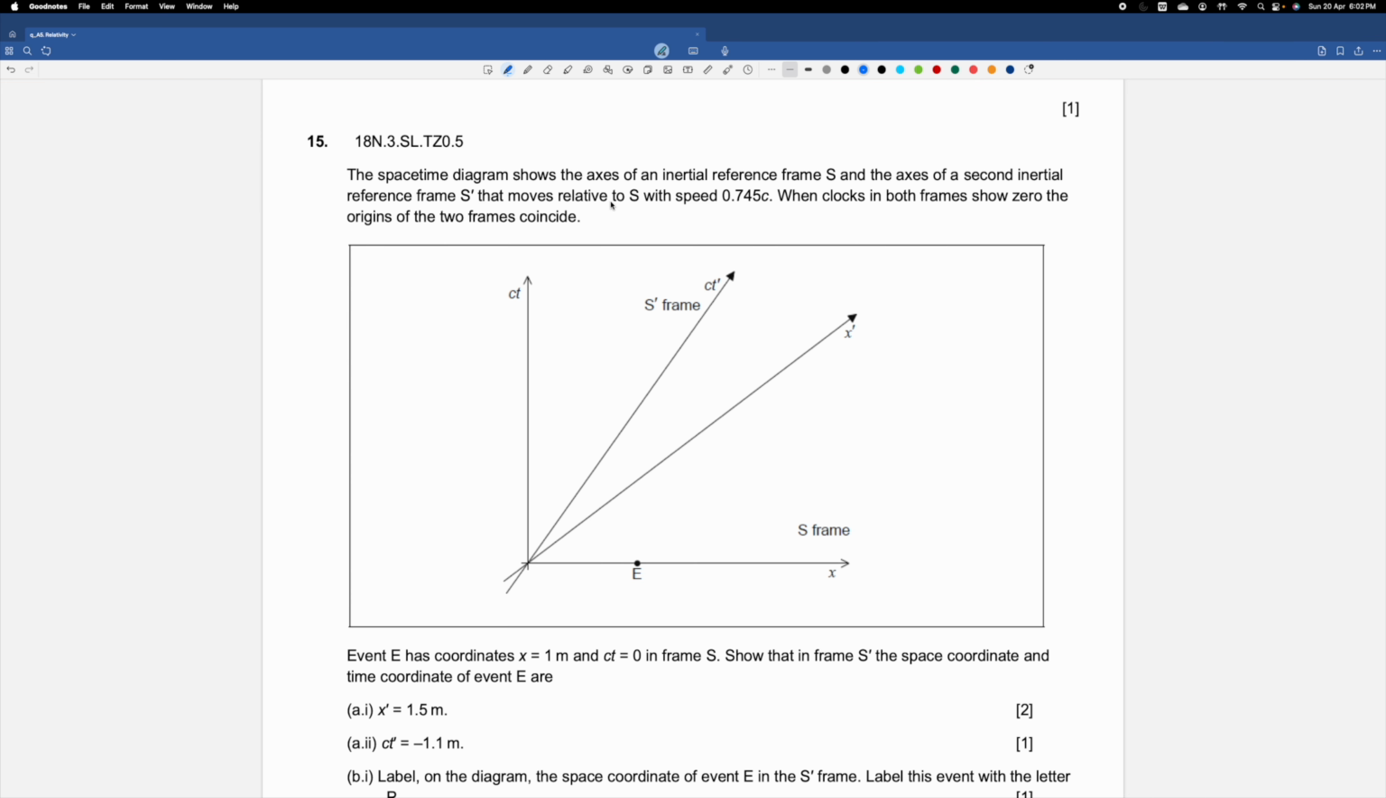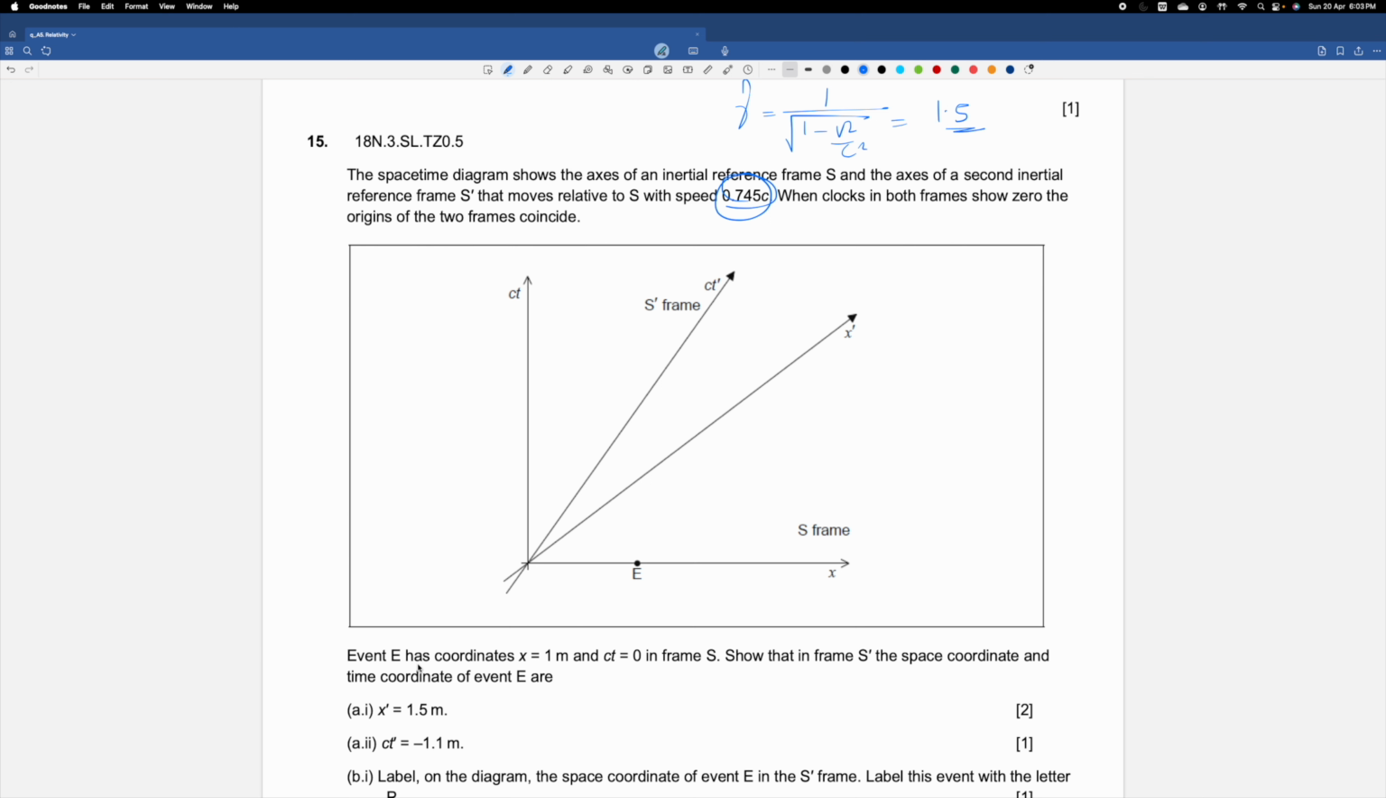The space-time diagram shows the axes of inertial reference frame S and the axes of a second inertial reference frame S prime that moves relative to S with this speed. So the value of v is given, which can help you find the value of gamma. Let us calculate and keep it ready. So gamma equals 1 over the square root of 1 minus v squared over c squared. Plugging in v as 0.745c will give you the value of gamma to be about 1.5.